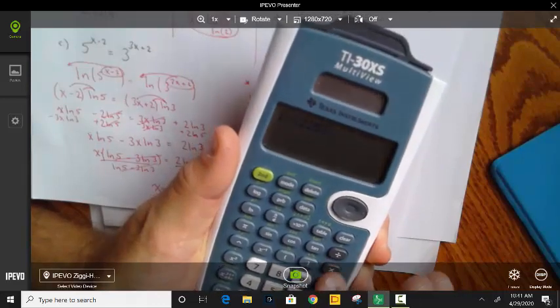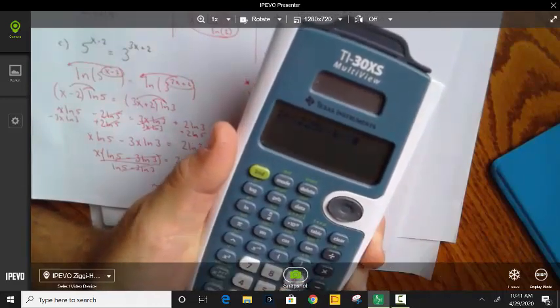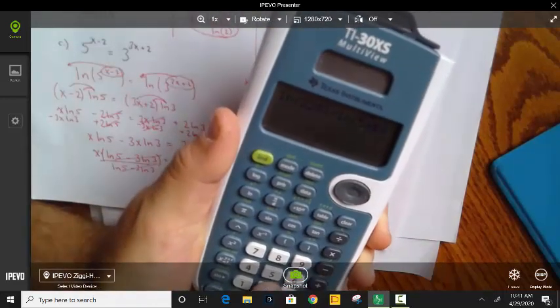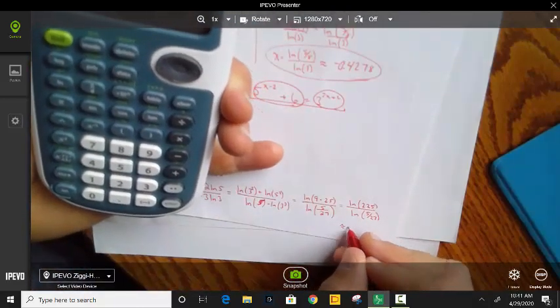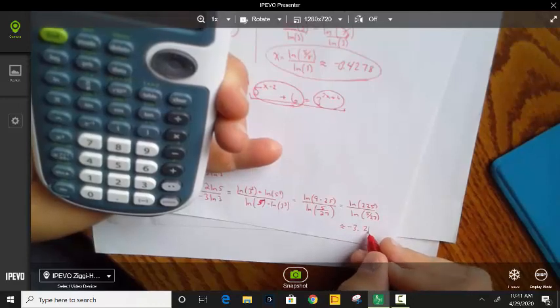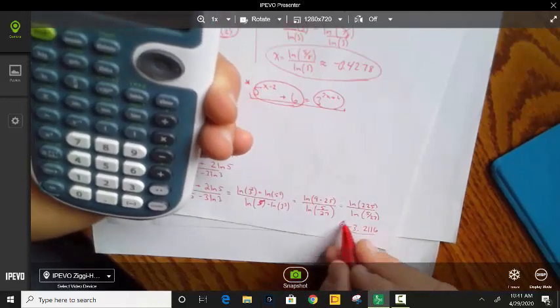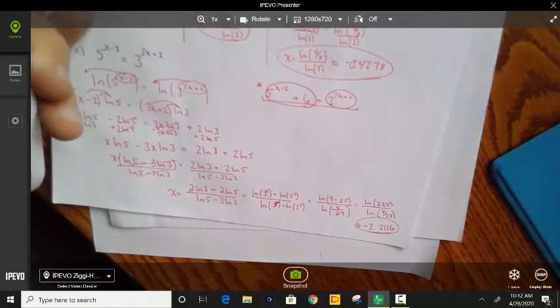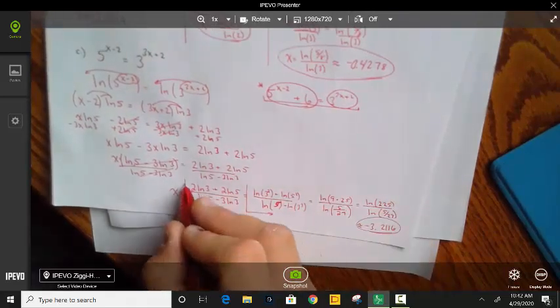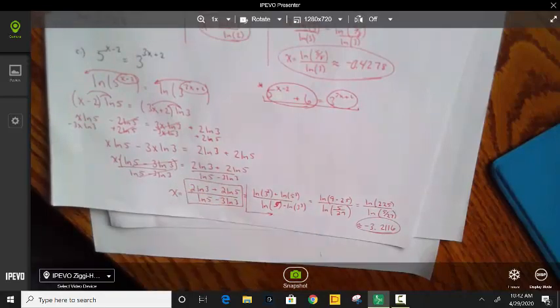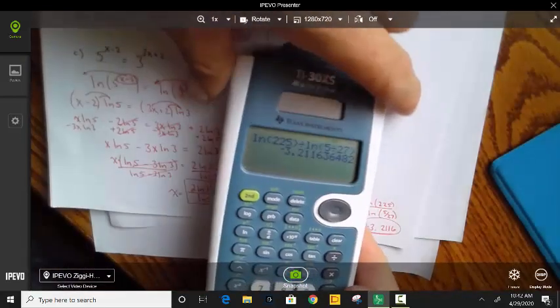So we can type it out in the calculator. Natural log of 225 divided by the natural log of 5 over 27. And we get that the approximate answer is negative 3.2116. Or guys, like I said, you don't really need to do any of this. You can just type this in your calculator. Now it just requires a little extra caution.